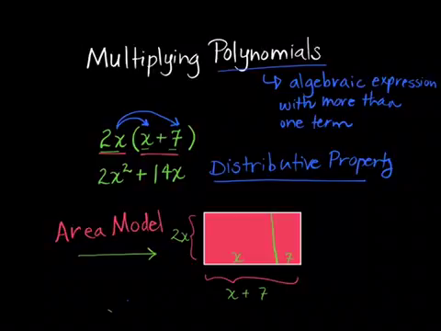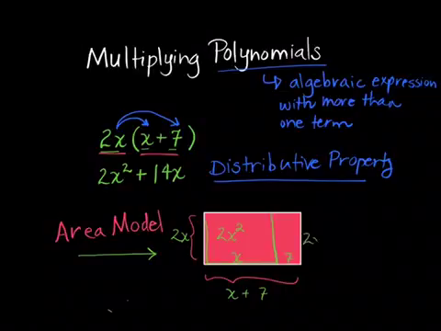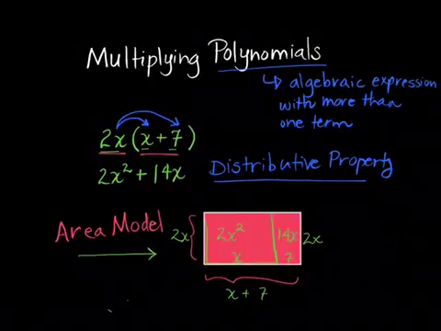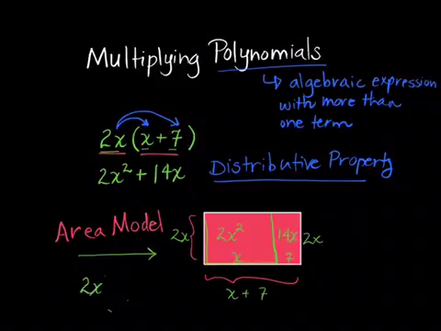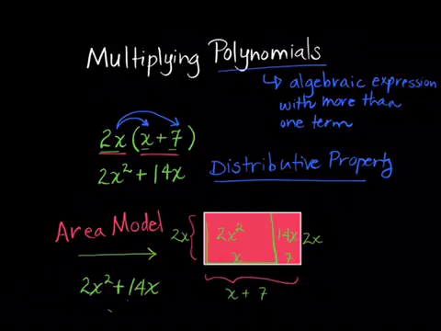Now we've created two rectangles, and we can find the area of each one and then add them together to get our total area. So the area of this first one is 2x times x, which is 2x squared, and the area of the second one is 2x times 7, or 14x. Now combining the two areas, we have 2x squared plus 14x, which is another way to find the product of 2x and x plus 7.